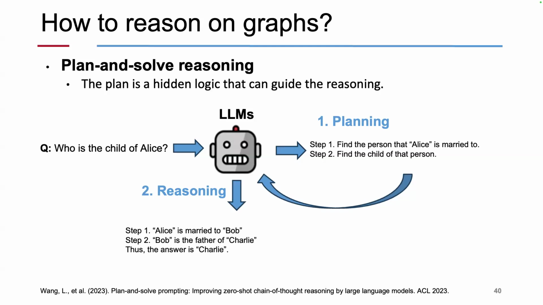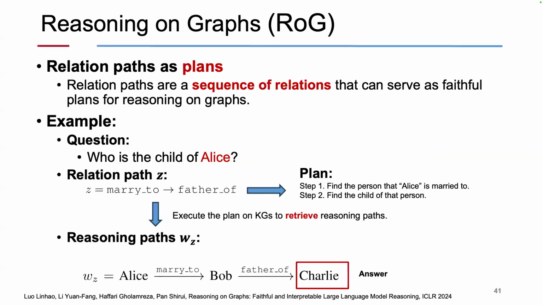This kind of plan and solve reasoning is commonly used to enhance the reasoning ability of the large language model. But how can we apply this paradigm to the knowledge graphs is what we have proposed in this paper. Here, we try to utilize the relation paths of the knowledge graph as the plans.